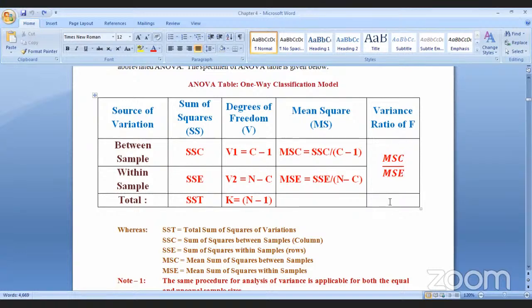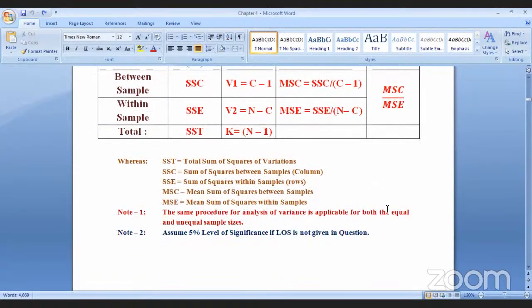So whether the question has equal values or unequal values, the same procedure has to be followed. So this is note number 1. In a given problem, if the LOS information is not given, we have to follow 5% only. If it is given, no worry. If it is not given, we have to consider only 5%.